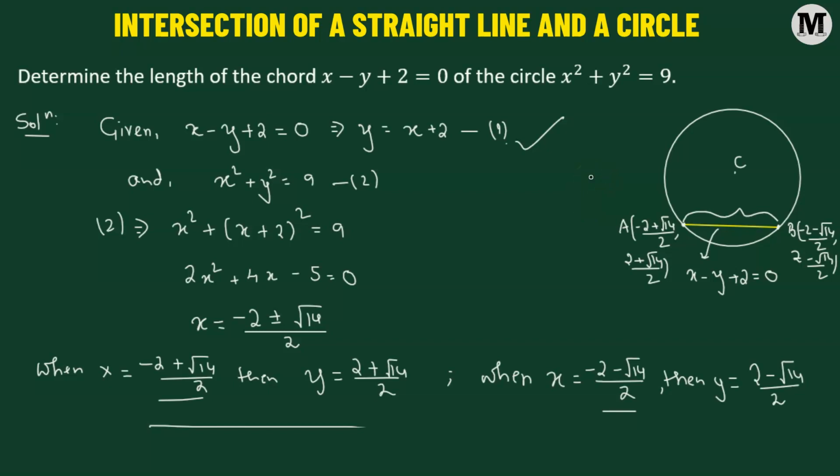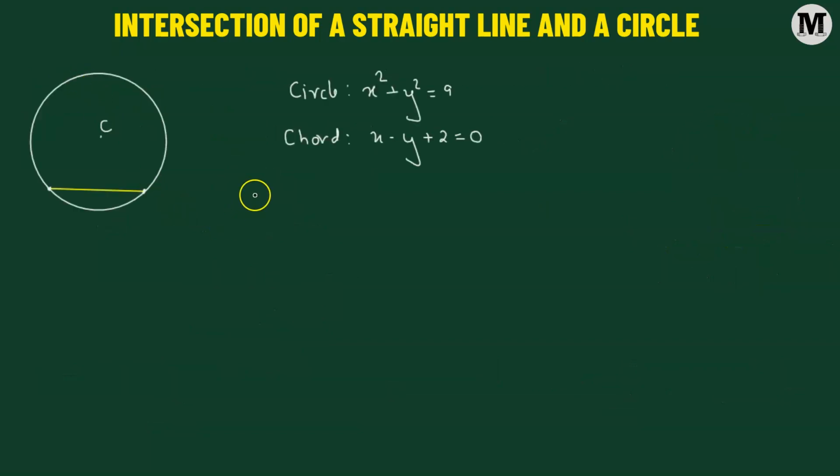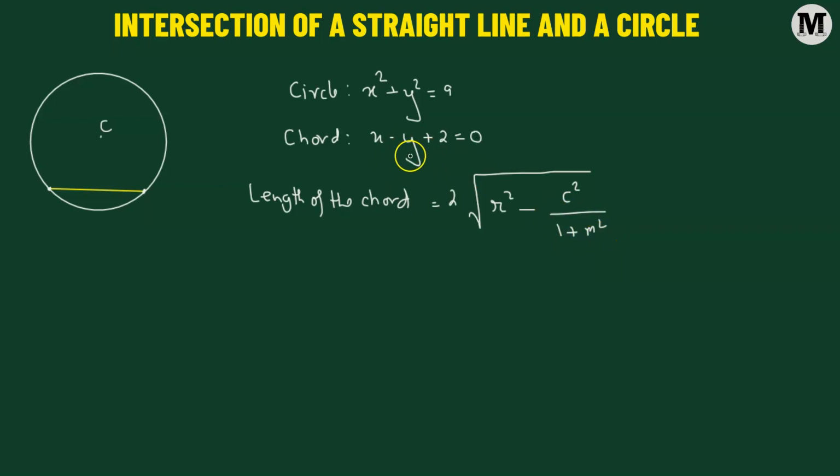Now we'll go to another method, that is the standard formula method. We have already derived this in the first lecture. We'll be using the standard formula to obtain the length of the chord. Now the standard formula is, if we want to find out the length of the chord, then it is given by 2 times the square root of the square of the radius minus c squared divided by 1 plus m squared, where c is the y-intercept of the line or the chord and m will be the slope of that particular chord.